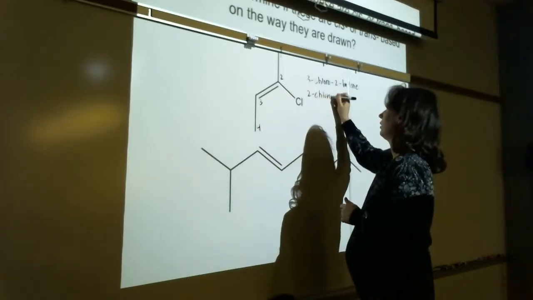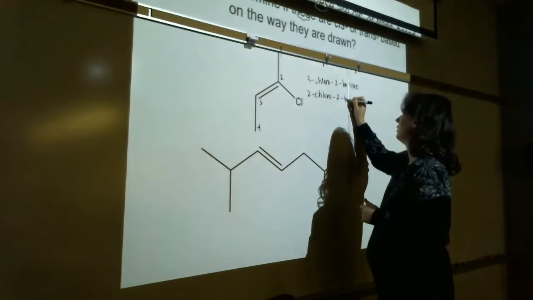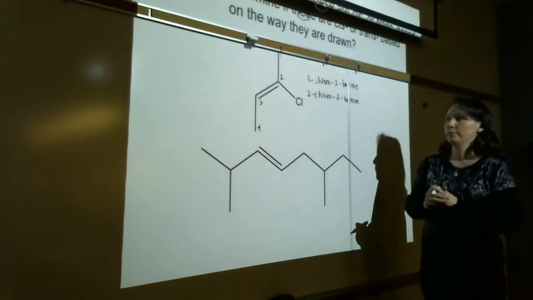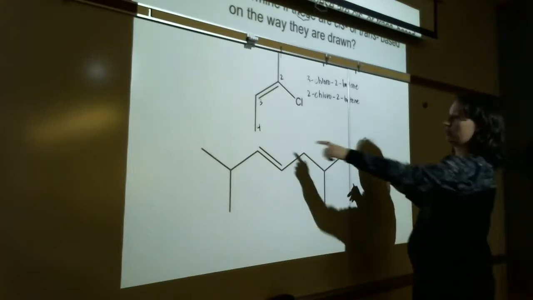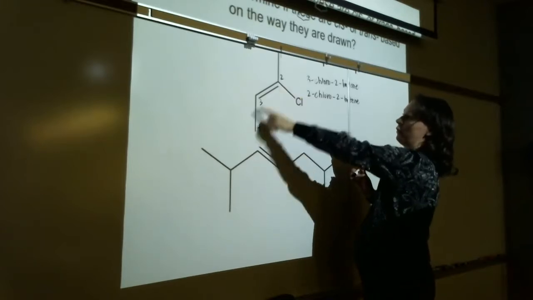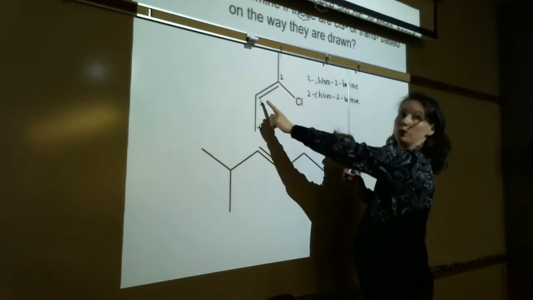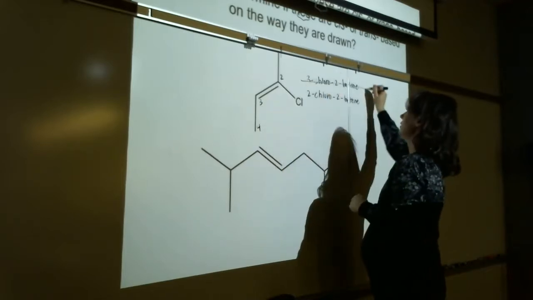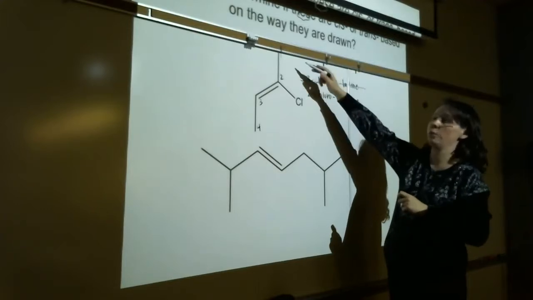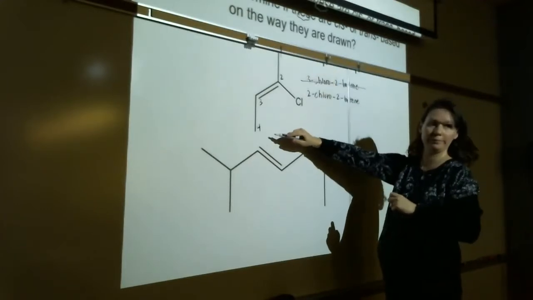2-chloro-2-butene. So which one's correct? The bottom one's correct, right? Why? Oh, because are they both on 2? Yeah, the double bond starts on 2 if I'm going this direction, starts on 2 if I'm going this direction. So that's numbering from the wrong side. Do you see why it's numbering from the top, not numbering from the bottom?